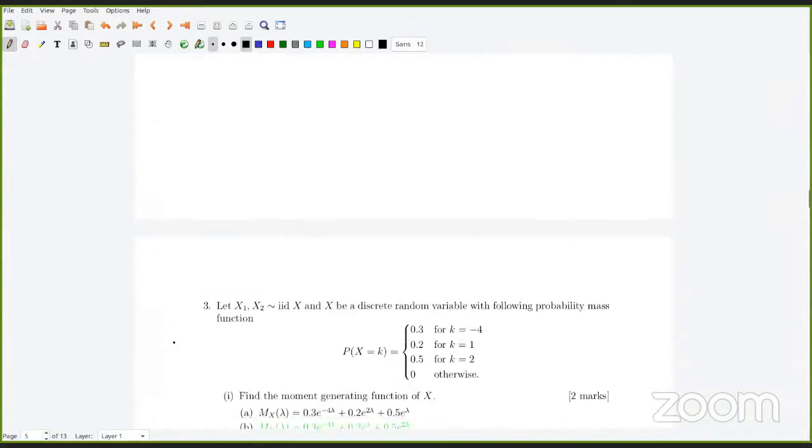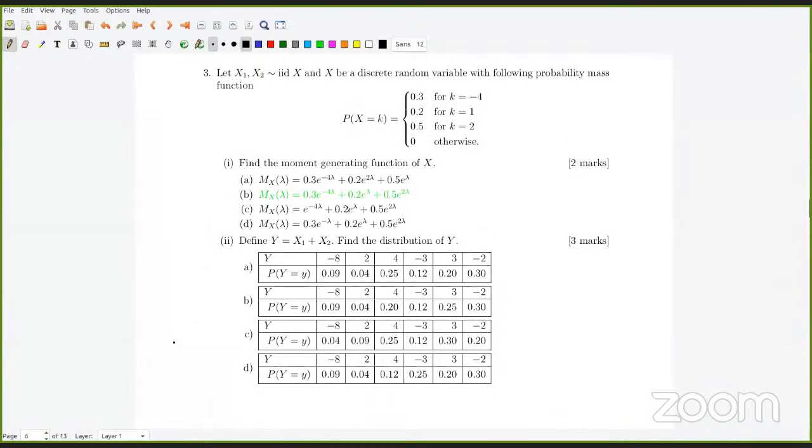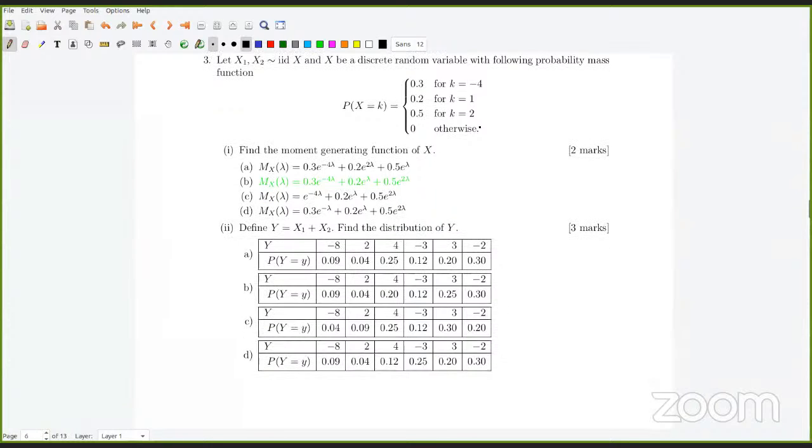So let's go to the third question then. This question is about moment generating functions. If you have X1 and X2, which are IIDs of X, where X is a discrete random variable with probability mass function, we have given you the PMF: p of k is 0.3 for k equals -4, 0.2 for k equals 1, and 0.5 for k equals 2, and 0 otherwise. We asked you to find the moment generating function of X. So this is a discrete case.